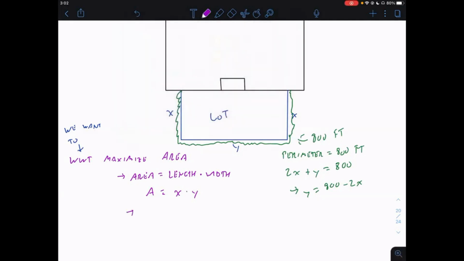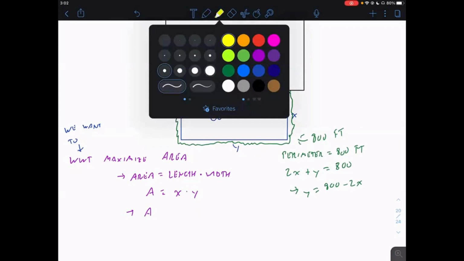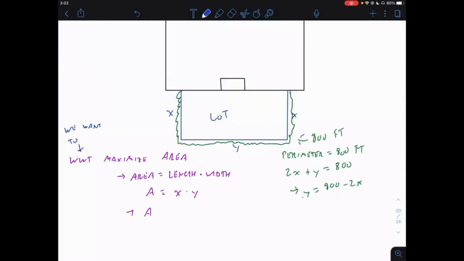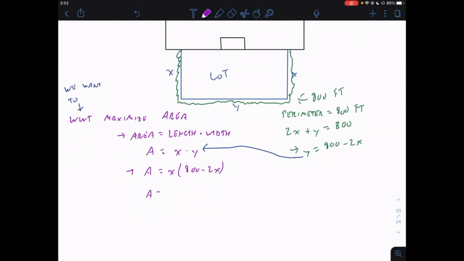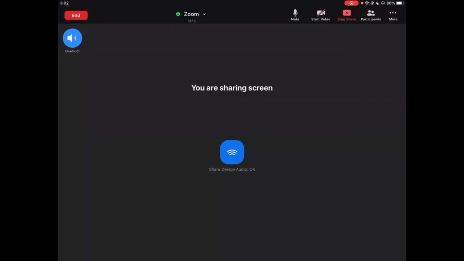All right, so now we're going to take what we found here and substitute into y there to give us A equals x times parentheses 800 minus 2x. Distributing that x on the outside gives us our area function to be equal to 800x minus 2x squared. So now our function that we're trying to optimize is in terms of just one variable, which is that variable of x. Let me just double check, make sure.